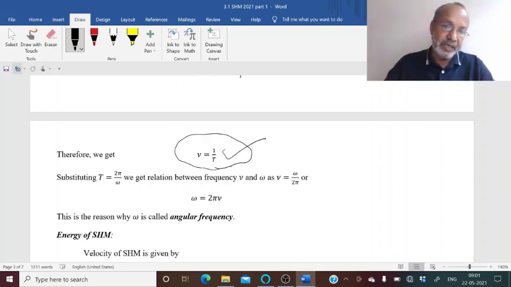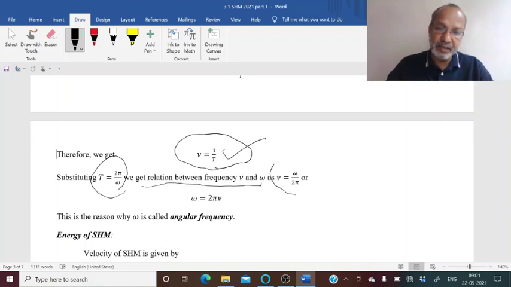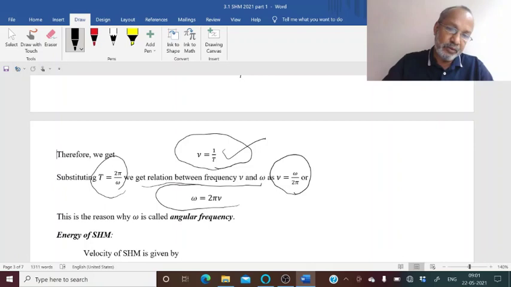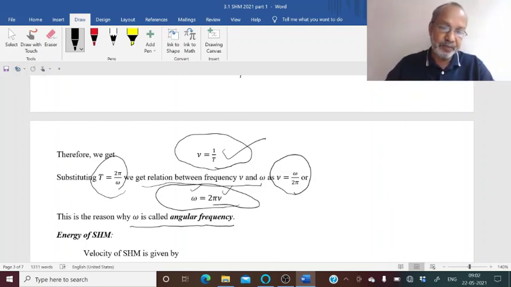And in this equation you can substitute t equal to 2 pi by omega and get a relation between frequency and omega like this. Nu is equal to omega by 2 pi, or omega is equal to 2 pi nu. That is the relation between omega and nu. And sometimes this omega is referred to as angular frequency, and it may be due to this relation between frequency and omega.